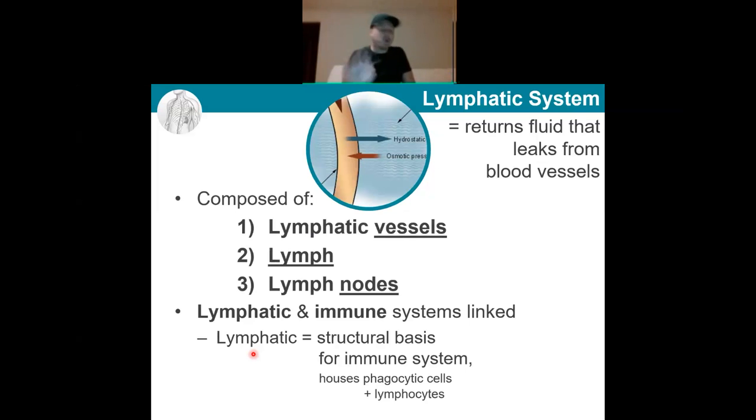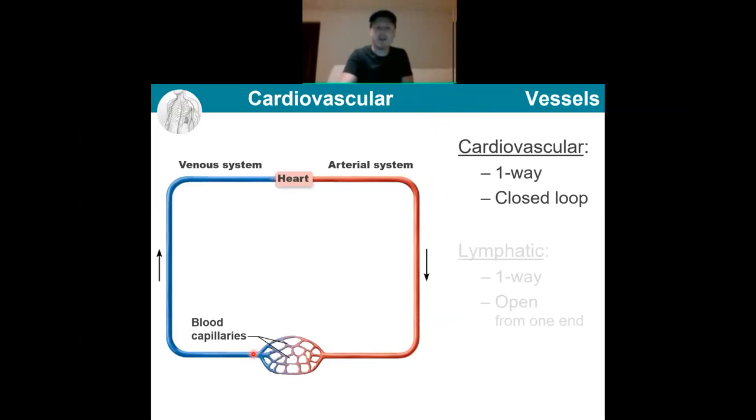So what we're going to go through in this chapter about the lymphatic system is look at the lymphatic vessels, then we're going to talk about the lymph a little bit, and we're going to finish off by looking a little bit at lymph nodes. So those are the three important topics that we'll talk about.